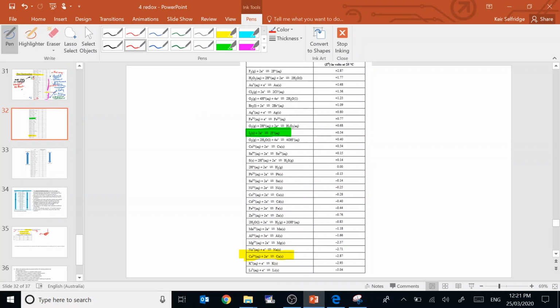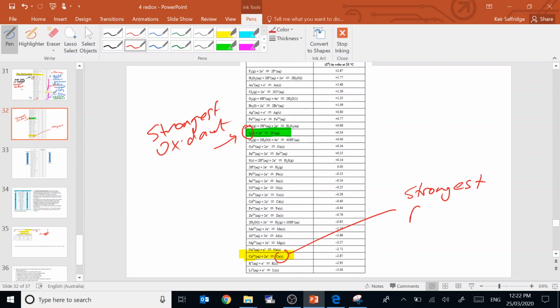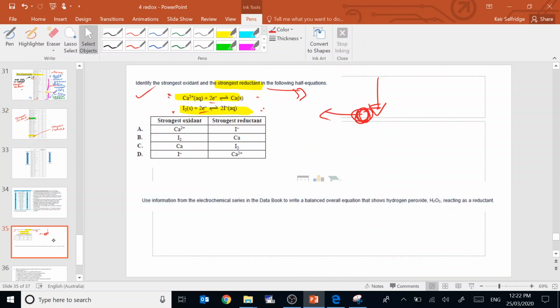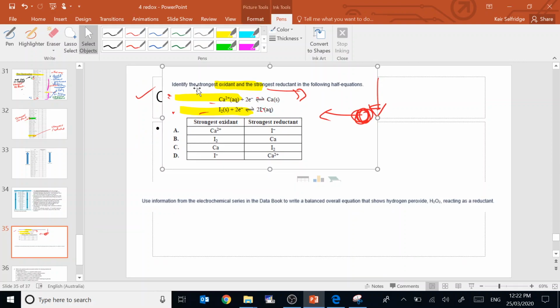What this means is that out of these two, this here is the most likely to reduce. This is the strongest oxidant, and therefore this thing here is the strongest reductant. I'm not saying the strongest in the world, I'm saying the strongest out of the two that they mentioned. So if we go back to the question, identify the strongest oxidant and the strongest reductant out of the two that they gave us.